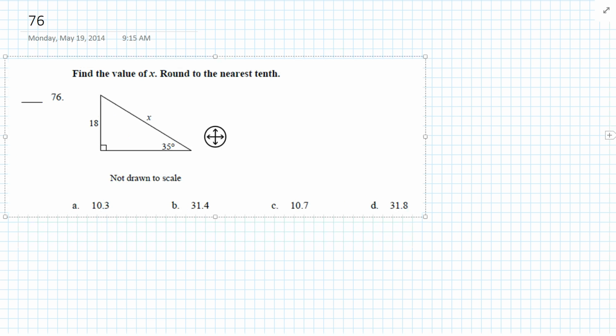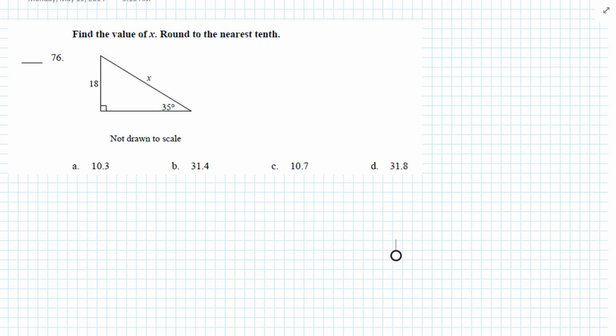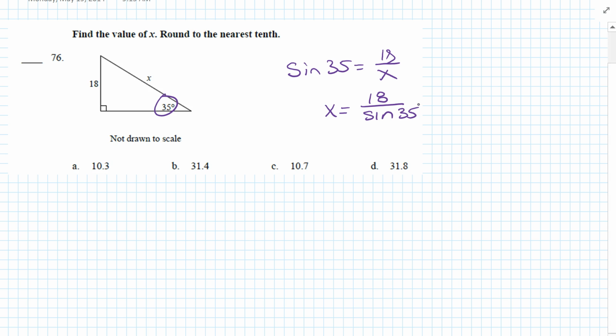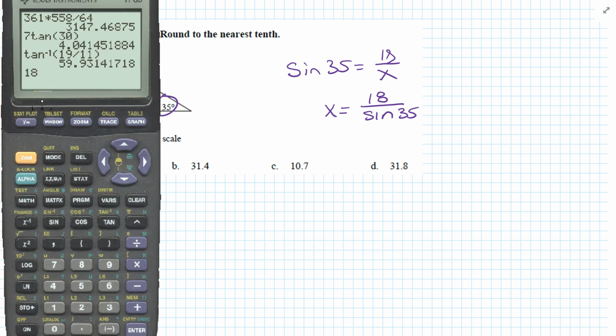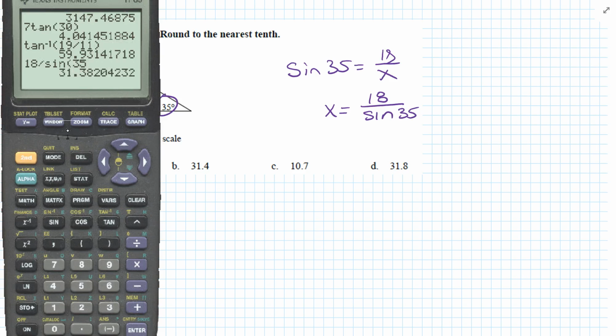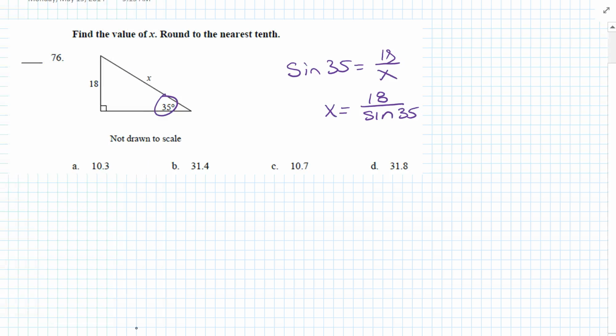76. Find the value of x. Well, I know this angle and I know opposite and hypotenuse. So the sine of 35 would equal opposite over hypotenuse. So multiply by x and divide by sine of 35. So x is going to equal 18 over the sine of 35. 18 divided by the sine of 35 is 31.38. Answer is B, 31.4.